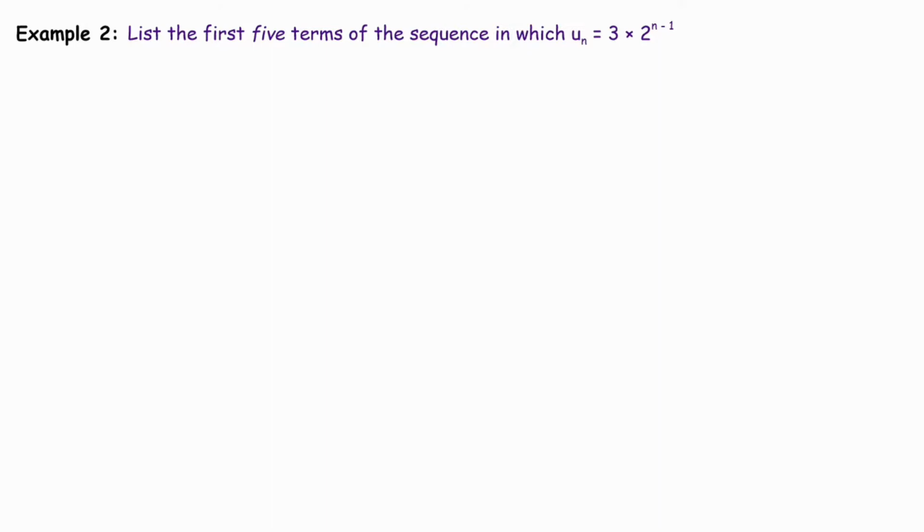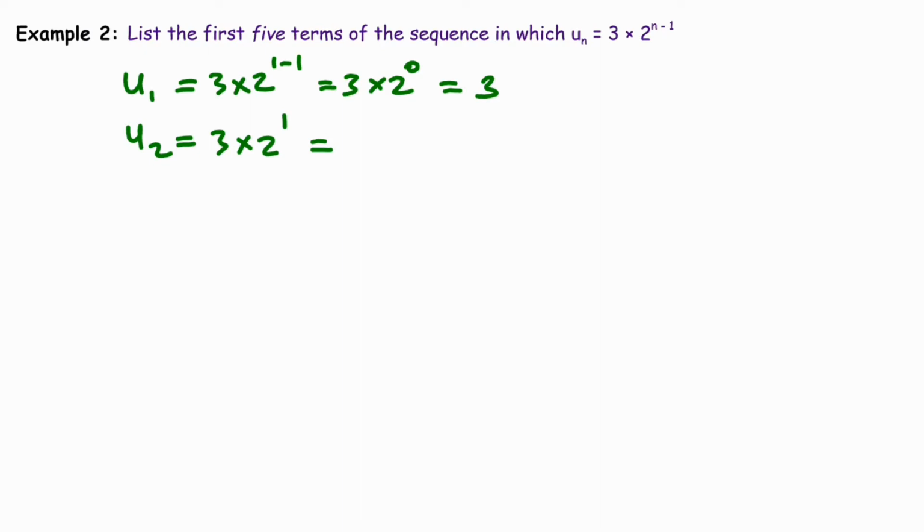Example 2: list the first five terms of the sequence in which the position to term rule, or the nth term, is given by 3 multiplied by 2 to the power n minus 1. Okay, so we can start by finding the first term. The first term will be 3 multiplied by 2 to the power 1 minus 1, which is just 3 multiplied by 2 to the power 0, and that will be 3. The second term will be 3 multiplied by 2 to the power 1, which will be 6.